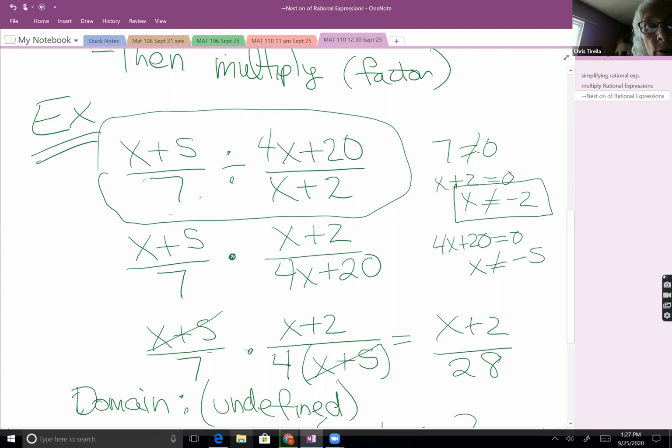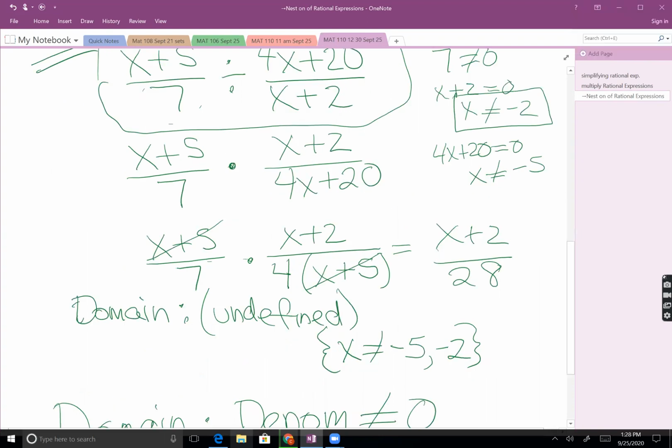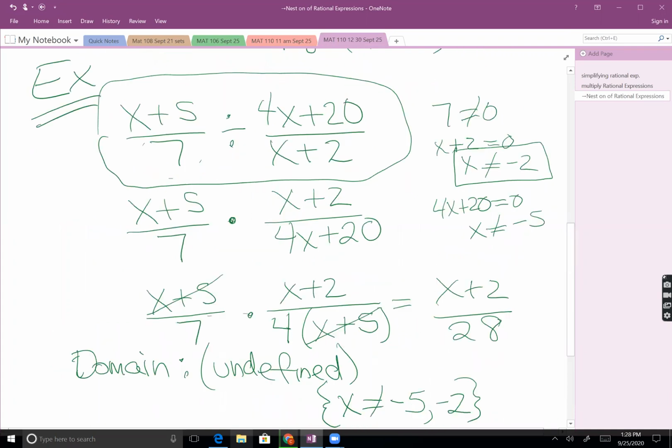And what's unique with the division problems is you have to worry about the domain before you flip it, and you also have to worry about the domain after you flip it. And so after I flip it, that second fraction, the new denominator is 4x plus 20. And so that denominator can't equal 0. If I say 4x plus 20 equals 0, I end up getting x equals -5. And so that tells me I have to exclude -5. All right, that makes more sense.